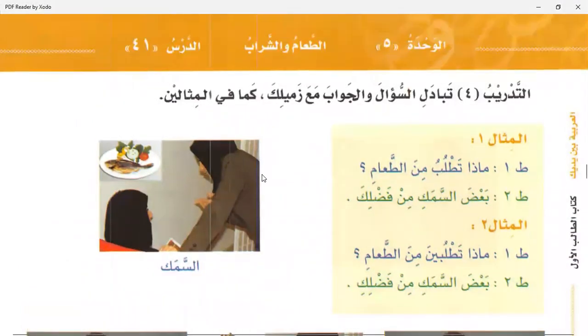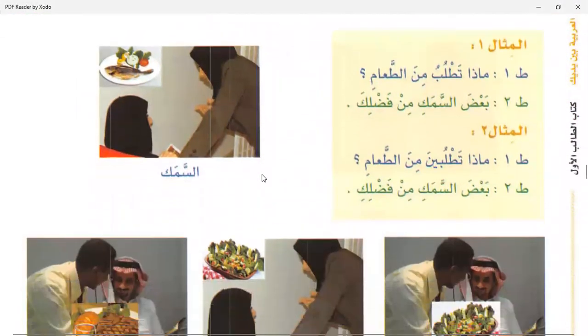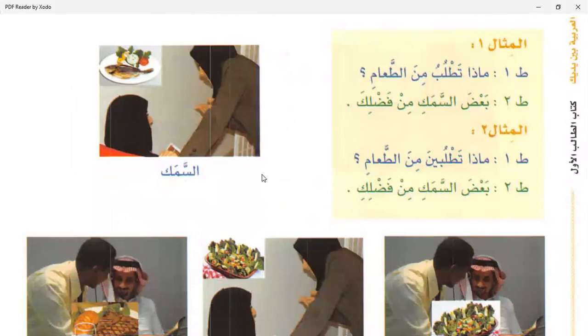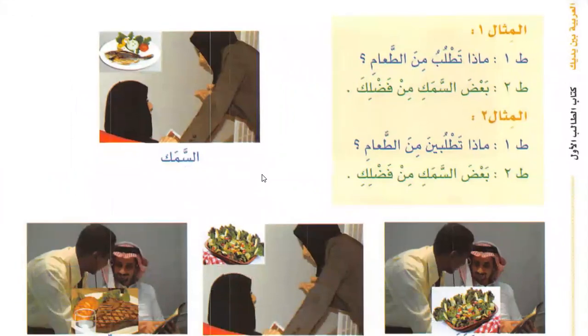التدريب الرابع. المثال الأول. الطالب الأول: ماذا تطلب من الطعام؟ What would you like from the food? الطالب الثاني: بعض السمك من فضلك. Some fish please. المثال الثاني. The first female student: ماذا تطلبين من الطعام؟ What would you like from food? الطالبة الثانية: بعض السمك من فضلك. Some fish please. So to male you will say تطلب, to female you will say تطلبين.